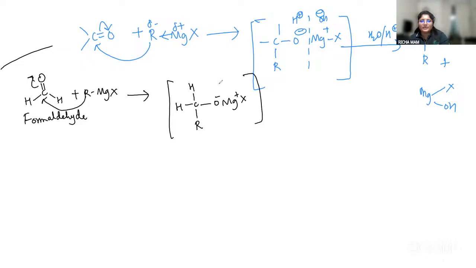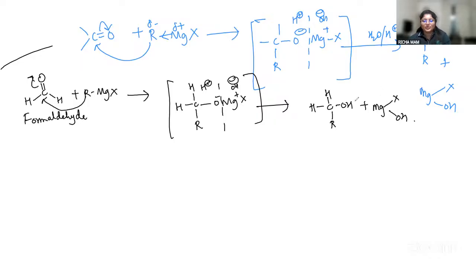Now again addition of water takes place. Here H plus, here OH minus. What I'm going to get is R-CH2-OH plus MgX and OH, in the presence of acid hydrolysis. So what I got is a primary alcohol. With formaldehyde, I'm going to get a primary alcohol.